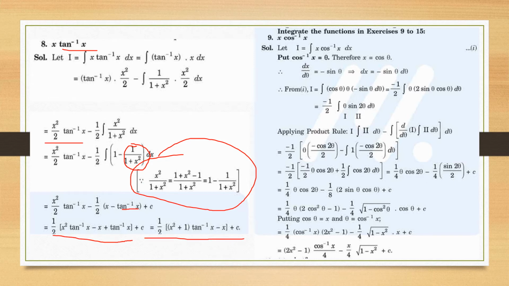For x cos inverse x, again you can put cos inverse x as theta, x is cos theta. So dx is minus sin theta d theta. So this question changes to, again in that form which we did right now, minus half, and this is theta sin 2 theta, which can be carried out as it is. And don't forget to put back theta as cos inverse x and change the complete result in terms of your x.